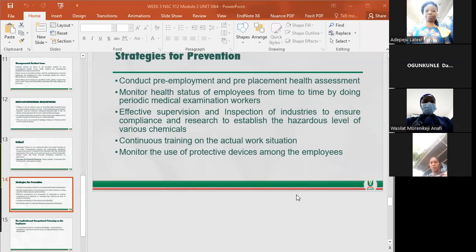You also want to monitor the health status of employees from time to time, at least every three months. If you are working in an industry, you need to go for a medical checkup to know if you are still maintaining your health. Why is it important to do a periodic medical examination? Let me hear your thoughts on that.